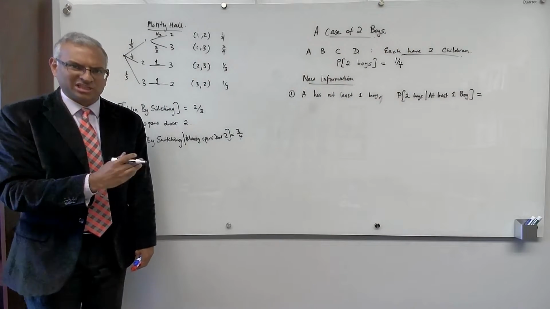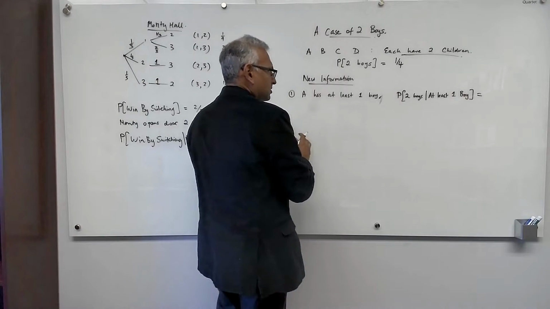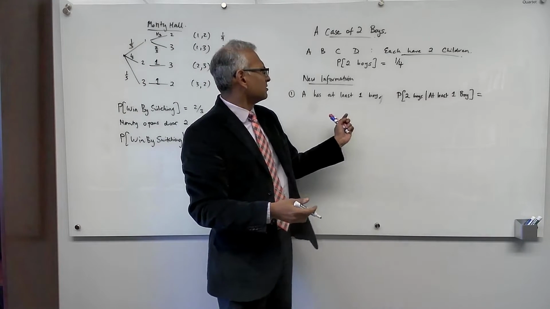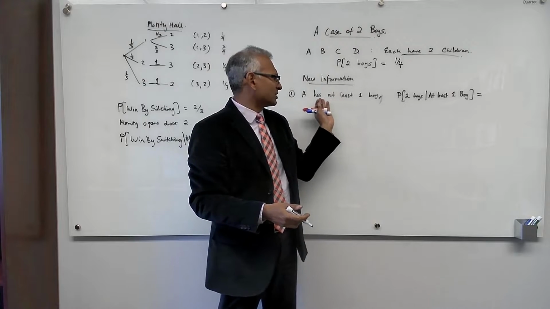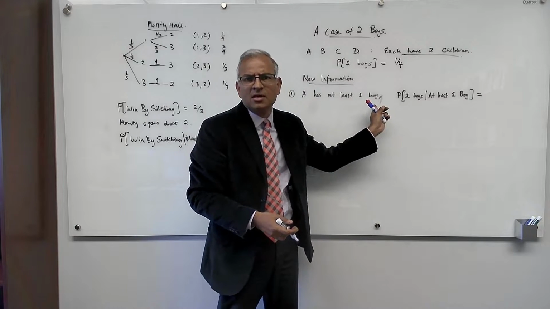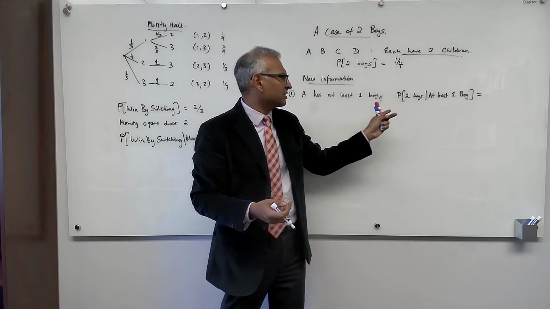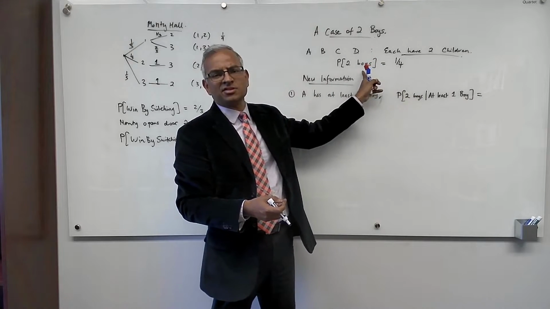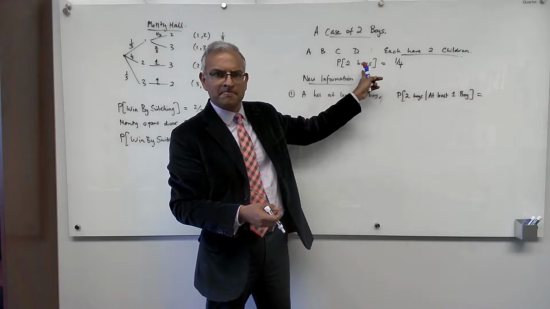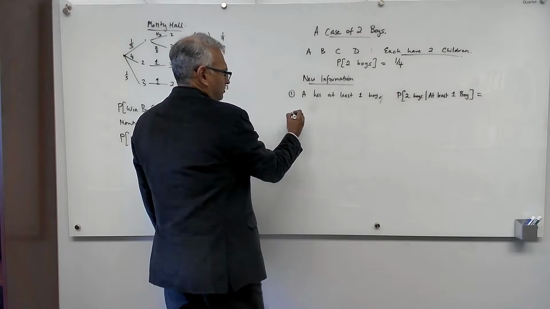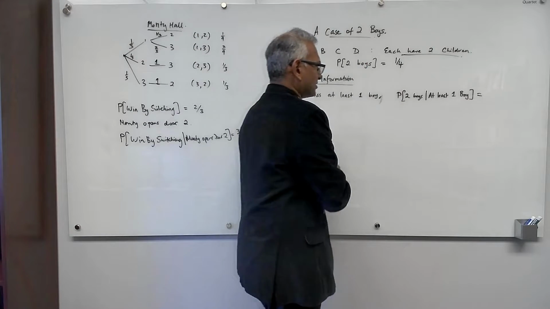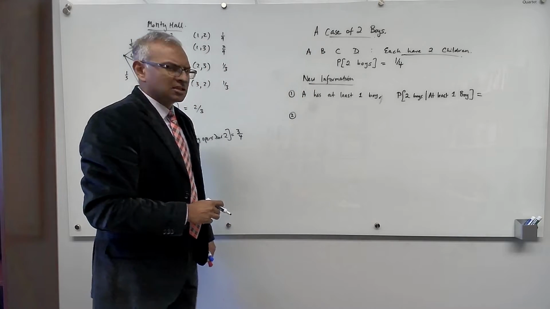Okay, and I'm going to tell you the answers. Now you might think, well, what's changed? What's changed is that you have this new information that A has at least 1 boy. Okay? And now you're asking, what are the chances of 2 boys? Here you didn't know anything else and you were asking, what are the chances of 2 boys? Okay. Now, let's see if I can give you the intuition here.